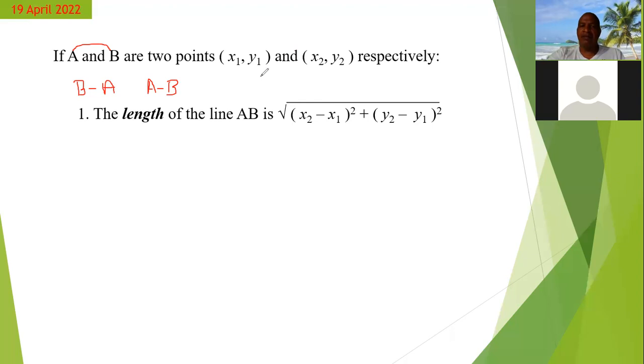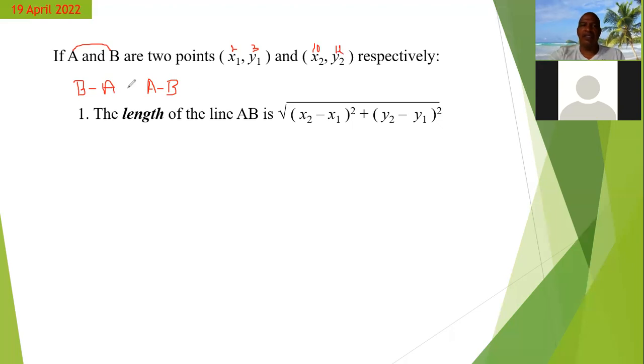Let me give you an example. Let me give you some values for these points. So let's say that the X coordinate here is 2. And let's say that the Y coordinate here is 3. And let's say that the X coordinate here is, say, 10. And the Y coordinate here is, say, 12.